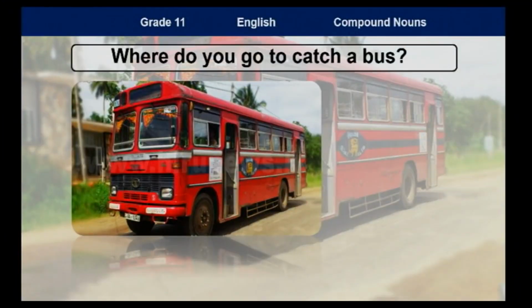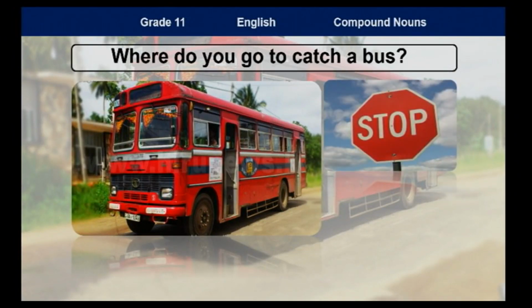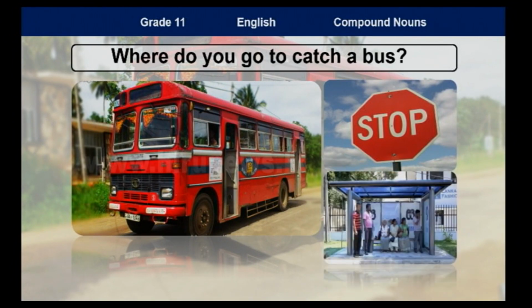Now Nirmala, I am going to show you some pictures and I will give you a clue as well. With the help of the pictures and the clue, you have to guess the word which is denoted by the pictures. All right. Look at the first picture. Where do we go to catch a bus? Can you guess? A bus stop? Correct. We catch a bus at the bus stop.